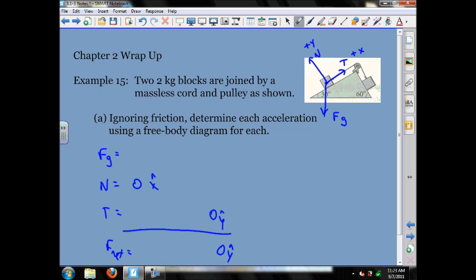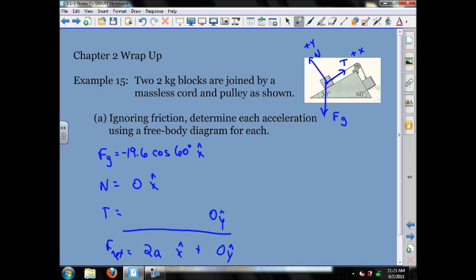Wouldn't the net force also, we're looking for the acceleration, wouldn't the net force be 2 times the acceleration, mass times a? Does that make sense? And that's what we want to solve for. We want to solve for a. Force due to gravity, wouldn't the x component of gravity be 2 times 9.8 times cosine 60 degrees? That'd be in the negative x. Everybody okay with that?